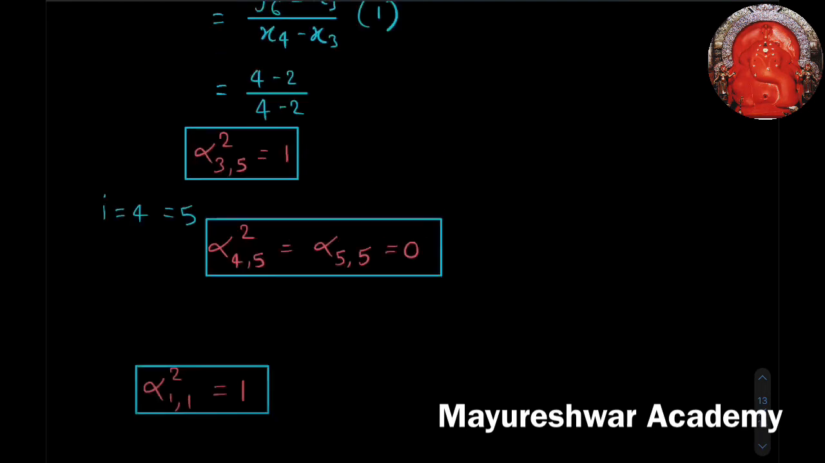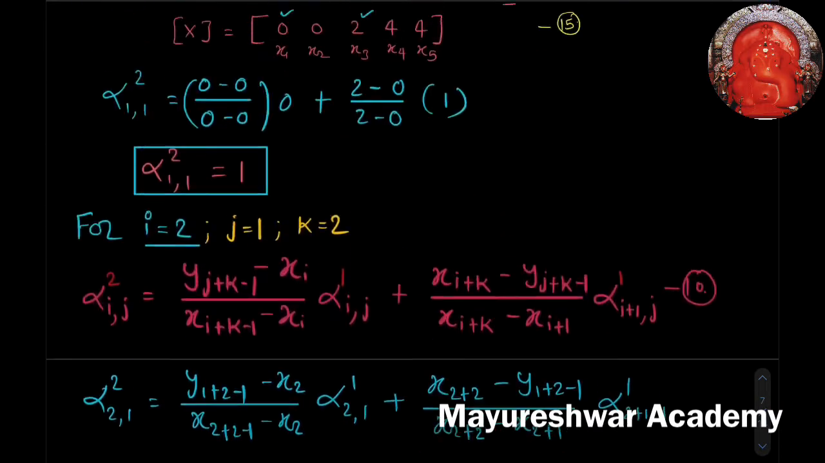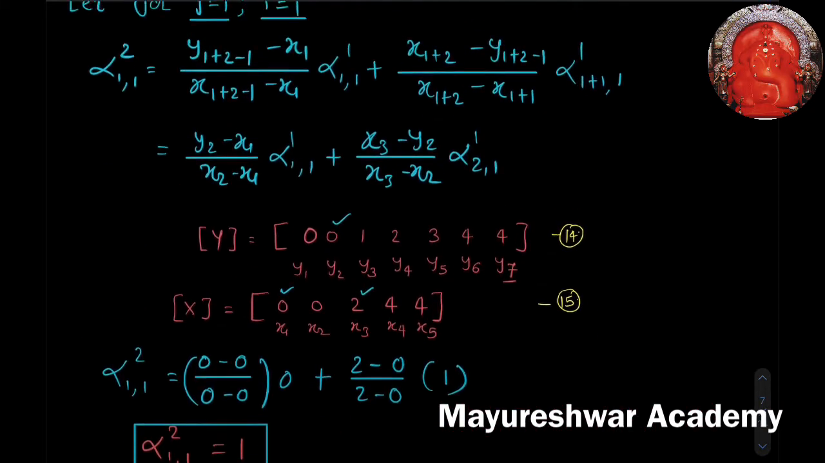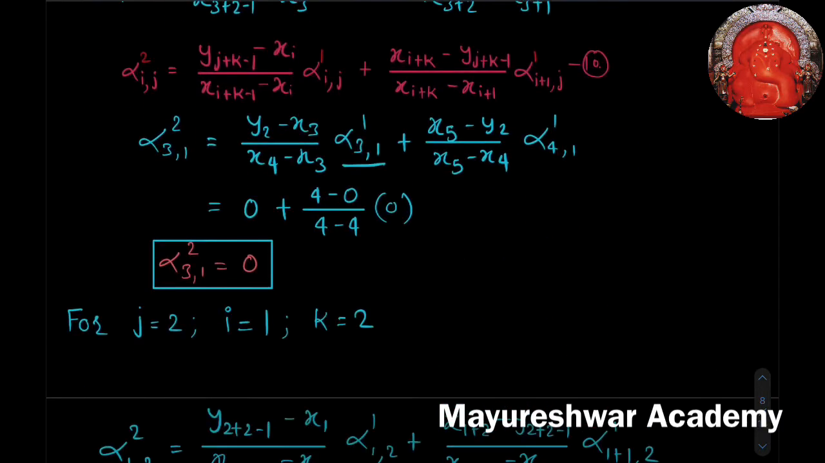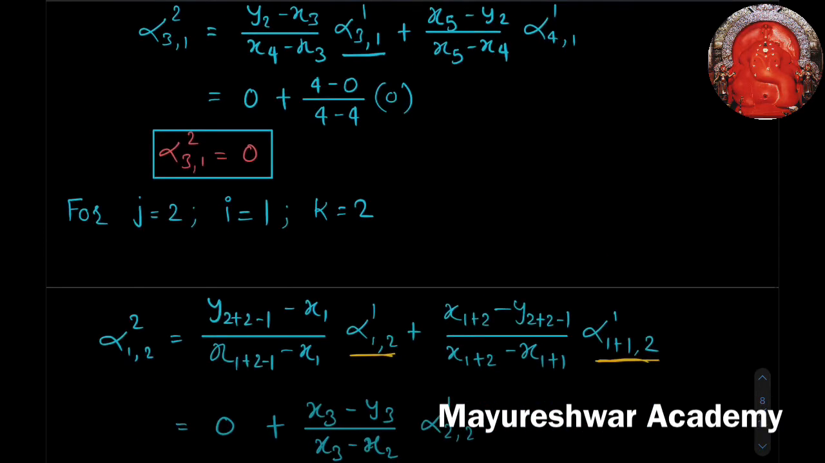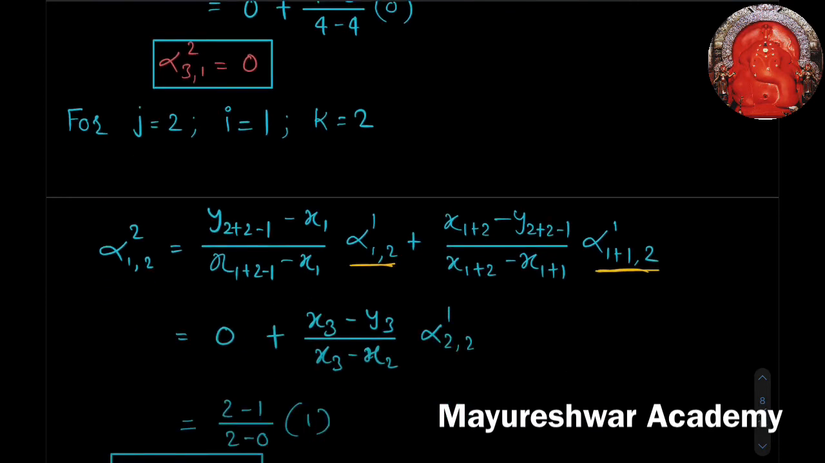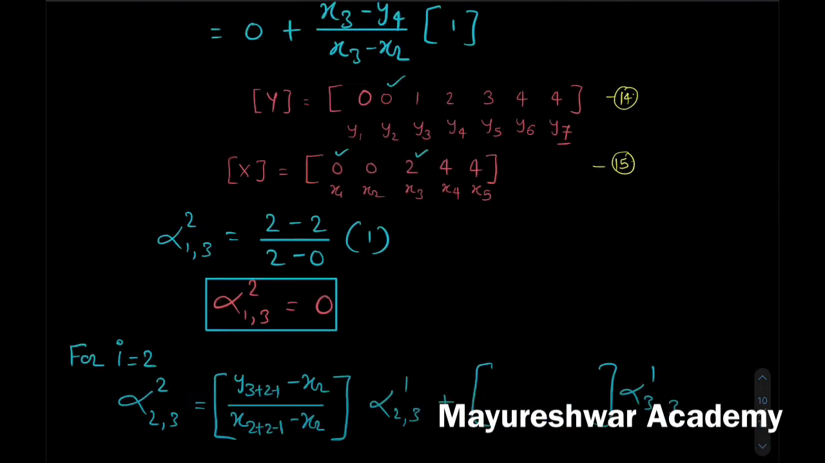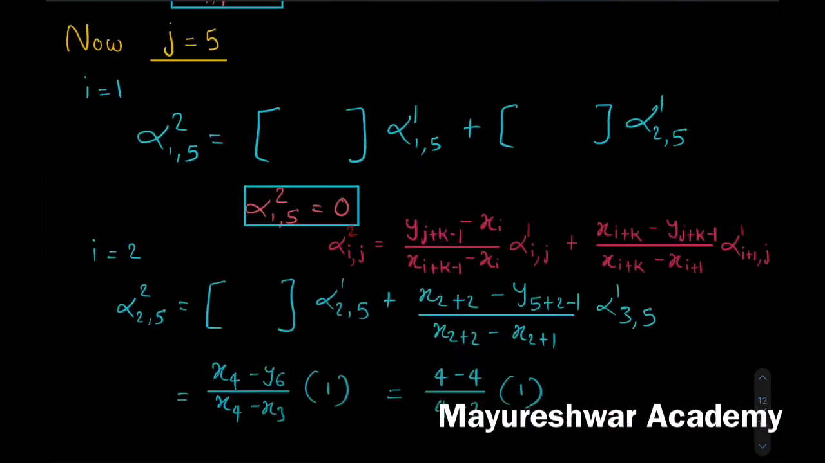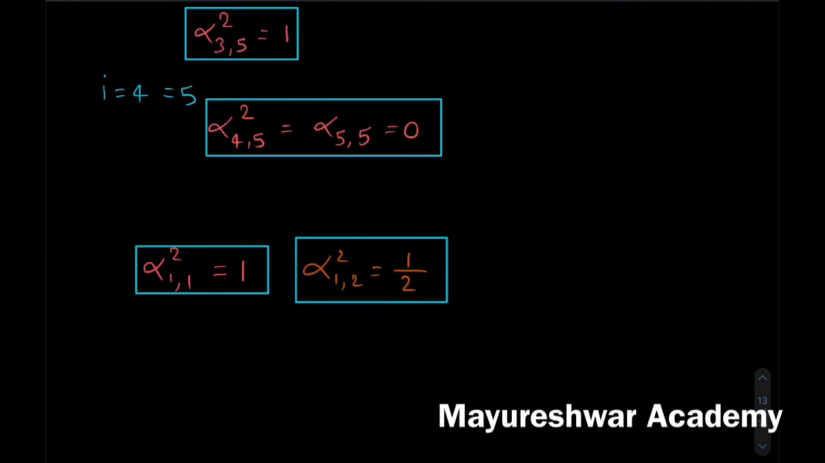Okay, so this is a non-zero value. Then look for another non-zero value, perhaps. Okay, so that was the first one. Then there are the zero values, we won't be interested. Okay, so this is alpha 1 comma 2, which is 1/2 value. So paste it.